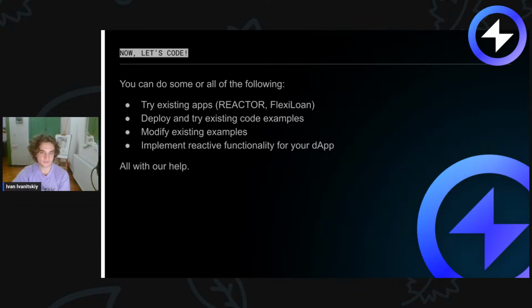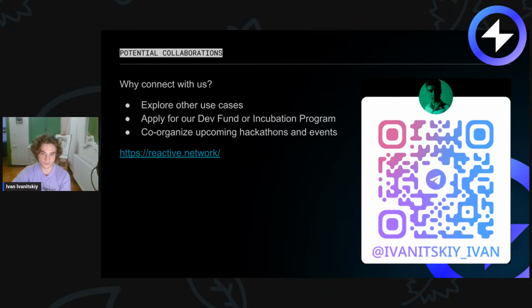You can do some of the following. You can try existing apps, Reactive Flex alone. You can deploy and try the existing code examples, which we are going to be doing soon. You can modify existing examples, which I recommend. So basically, when you build your reactive smart contract setup, I recommend that you clone the reactive demos repository, which I will be showing right now, which you can find on our website as well. So let's go to the code.